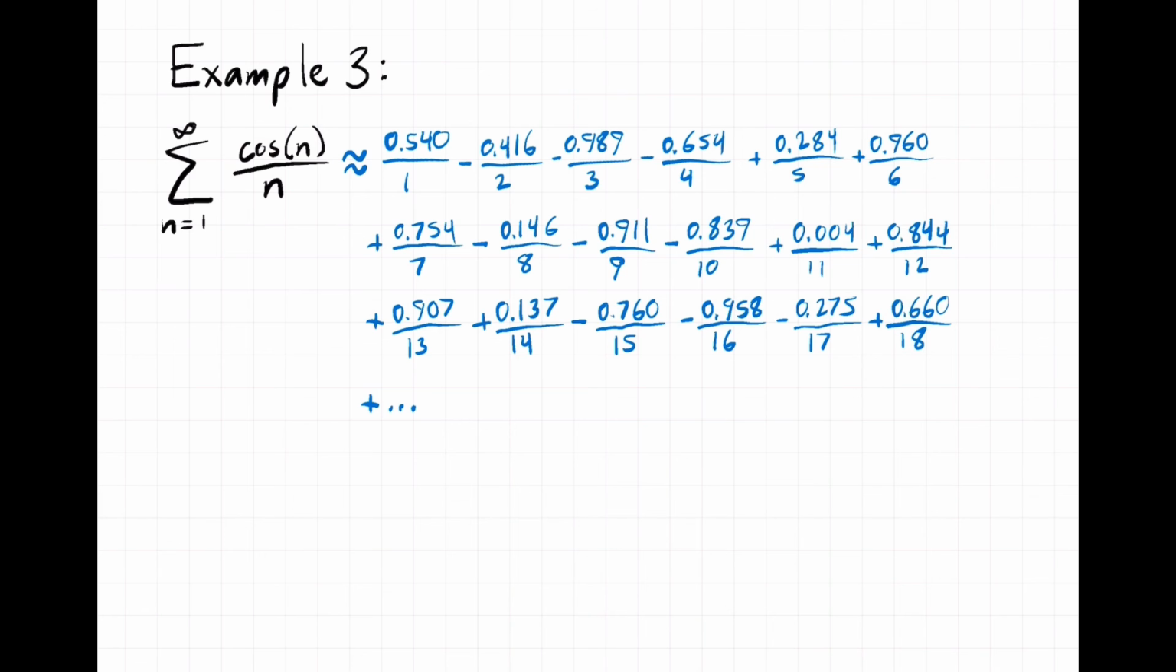How about this last series? The sum as n goes from 1 to infinity of cosine of n over n. Well, the problem is, as we determined before, this is not an alternating series. None of the tests that we've learned so far, nor any of the tests that we're going to study later, will actually work for this series. So it is hard to tell whether it converges or diverges.